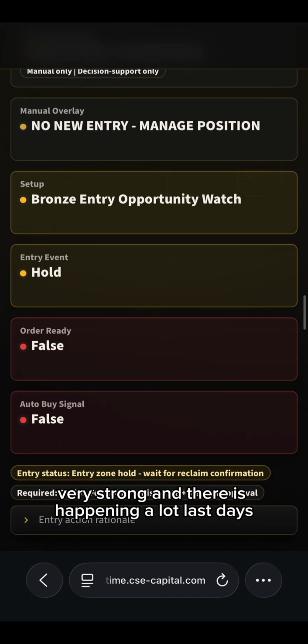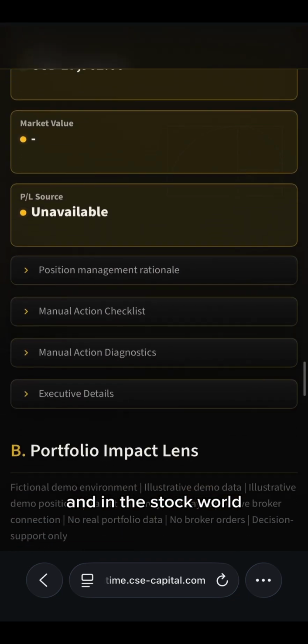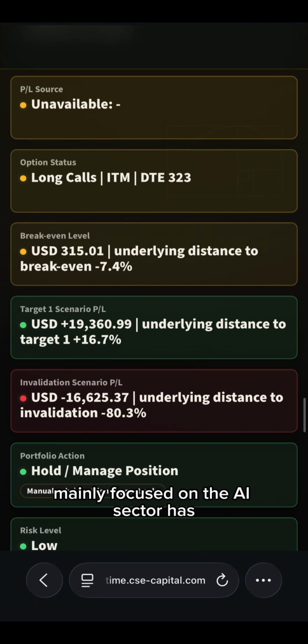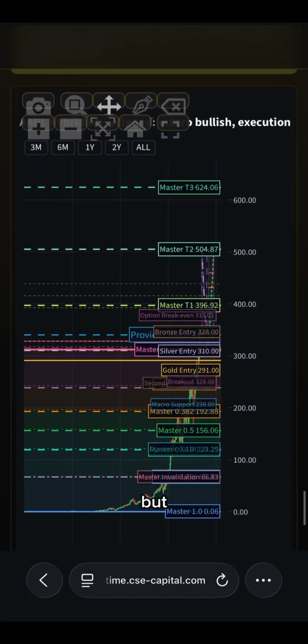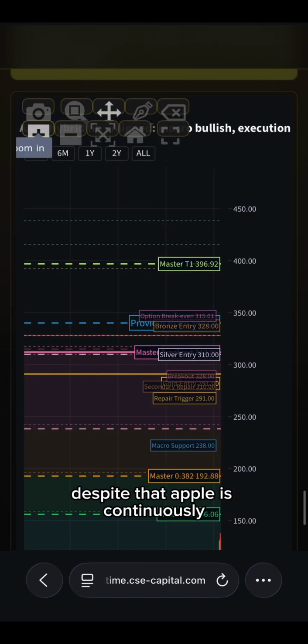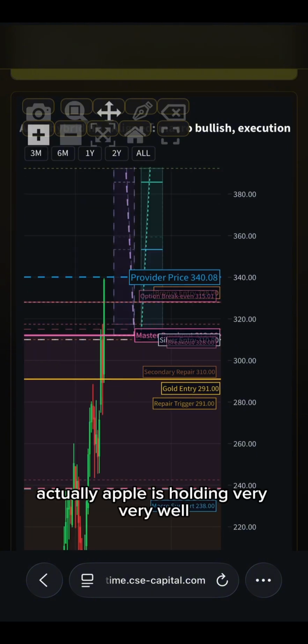There has been a lot happening the last days in the stock world, mainly focused on the AI sector, which has had some bad weeks. But despite that, Apple continues to be bullish. Actually, Apple is holding very well.